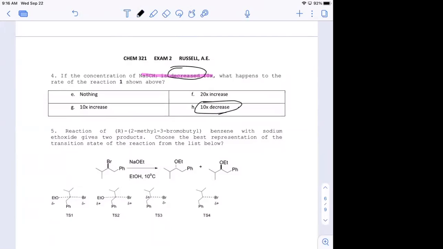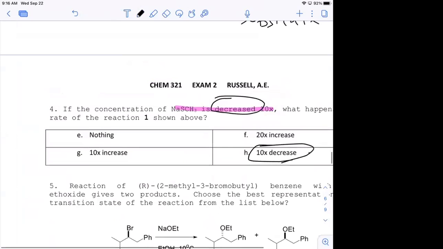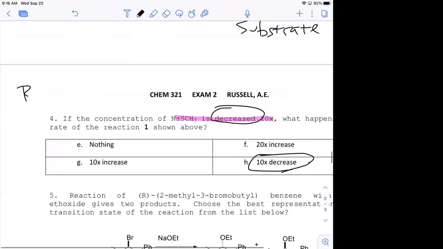So if I show the rate law as K times, let's say for the substrate I put 1, and for the nucleophile I put 1/10, because that's a 10 times decrease, then the rate is going to decrease by 10. Because, again, the rate for SN2 is dependent on both the nucleophile and the substrate.